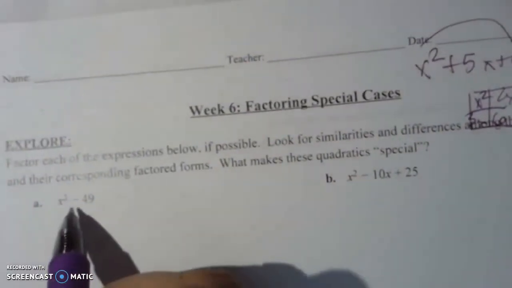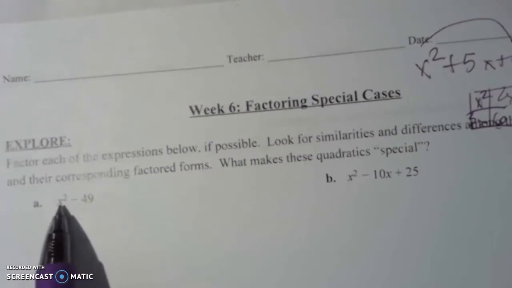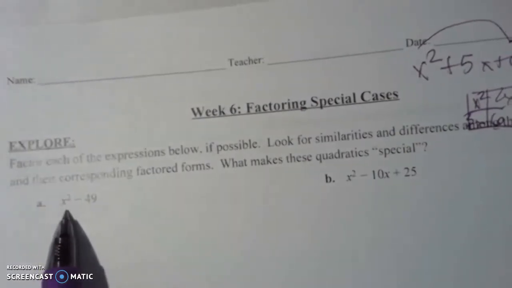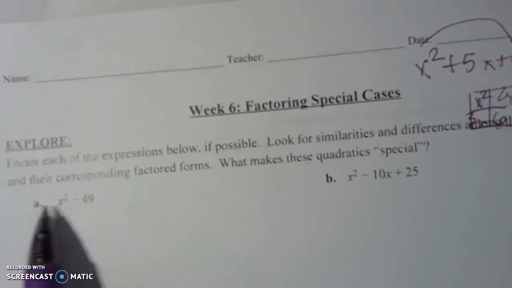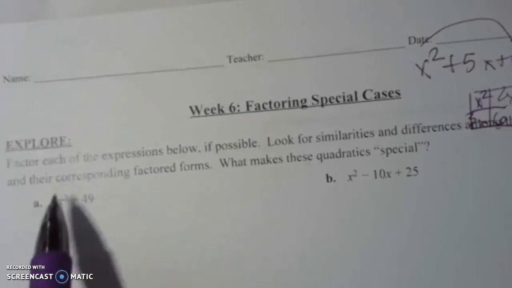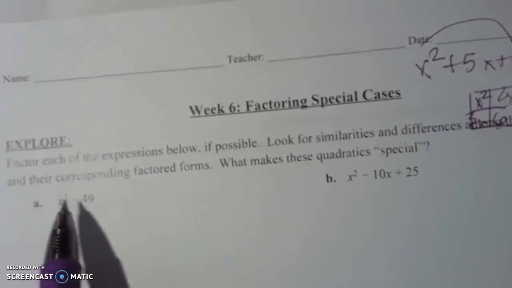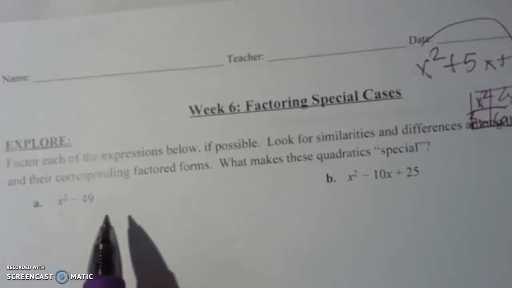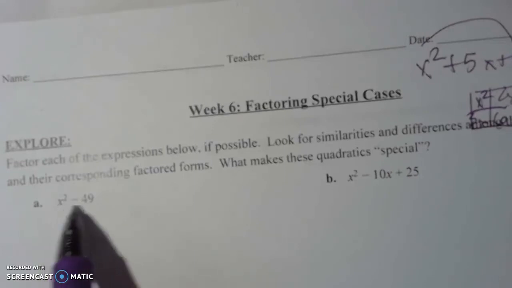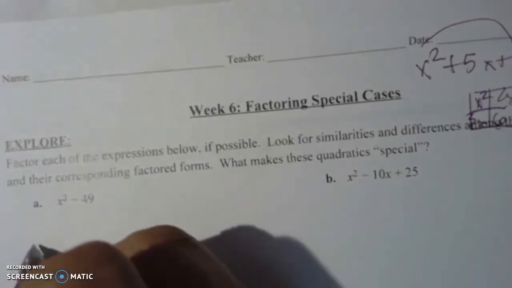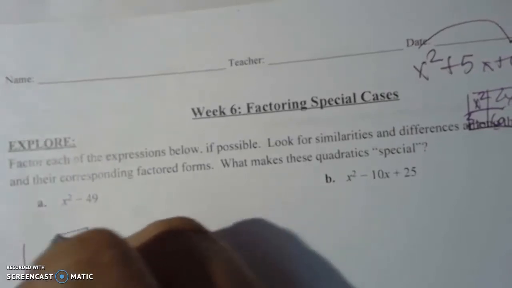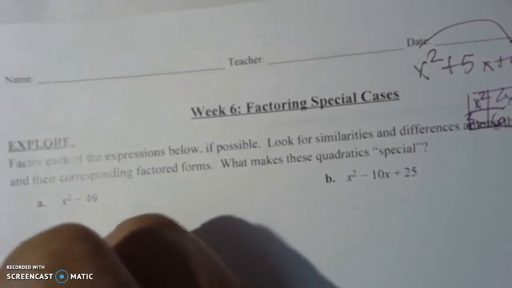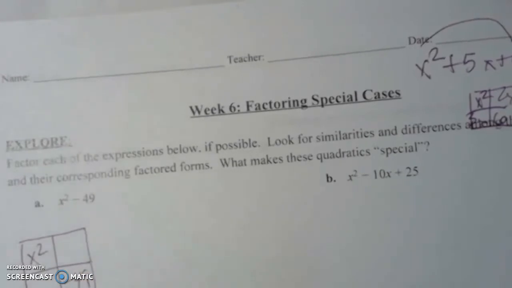So when I have something like this, the reason this is a special case is because x squared minus 49, both of these are what's called a perfect square. This is a perfect square because of x times x. This is a perfect square because of 7 times 7. And that middle term is like a 0. So if I were to make my little box right here, I would put the first term here and the bottom term here, and multiply across, and you get negative 49x squared.